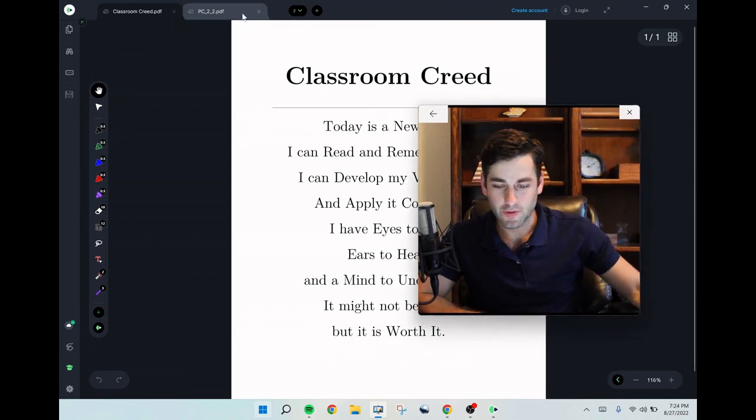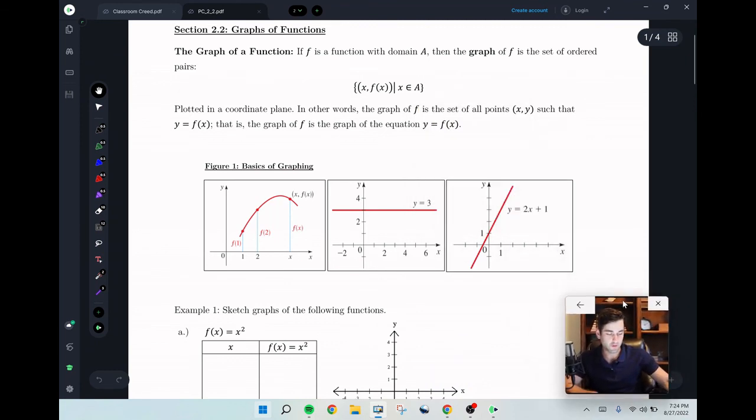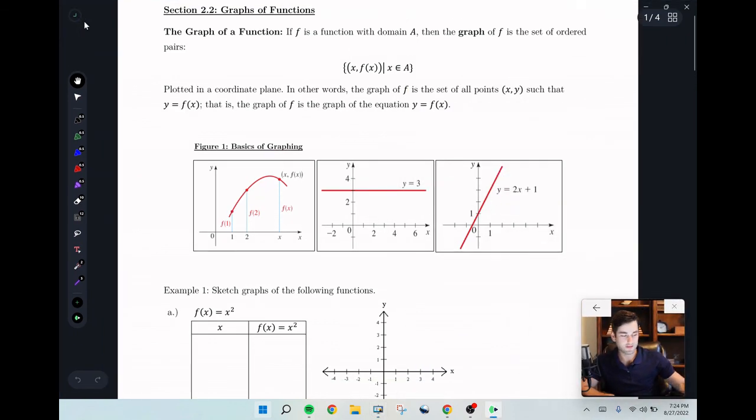Let's get started. So we're going to be looking at graphs of functions. Make myself smaller, throw myself in the corner, and let's get started.